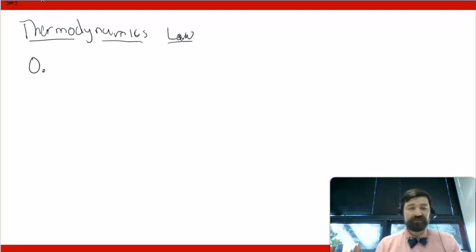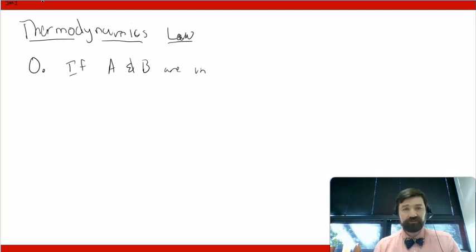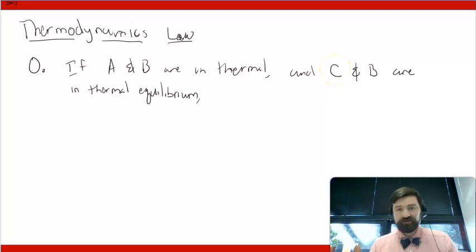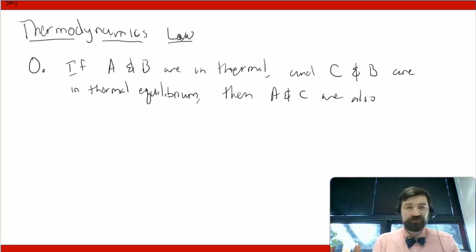Well, the zeroth law basically gives, in some sense, a definition of temperature and thermal equilibrium. Essentially, it says, let's say you have substances A, B, and C. If A and B are in thermal equilibrium and C and B are in thermal equilibrium, then A and C are also in thermal equilibrium.